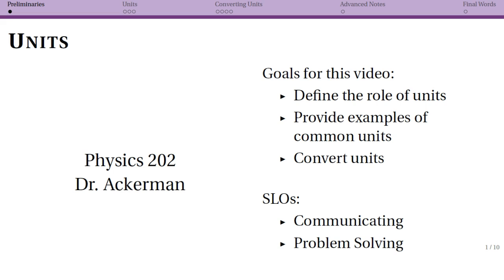One is the idea of communication, that in physics, we're always talking about different types of quantities, and the units that quantity has tells you something very fundamental about it. So we really can't communicate anything about a quantity if you don't have units with it. The second learning outcome that this relates to is the idea of problem solving, that units can be used to actually verify that your approach has made sense.